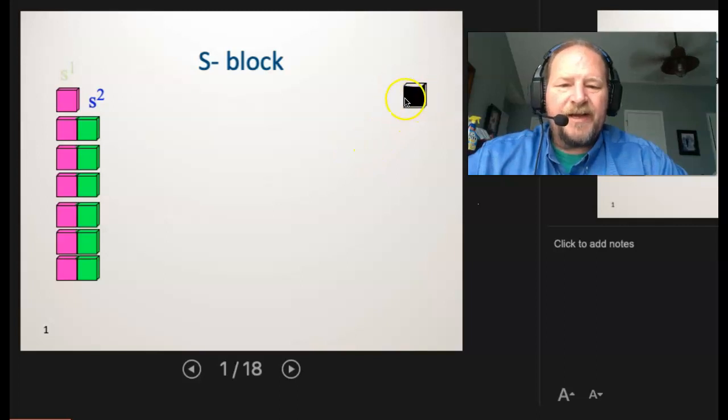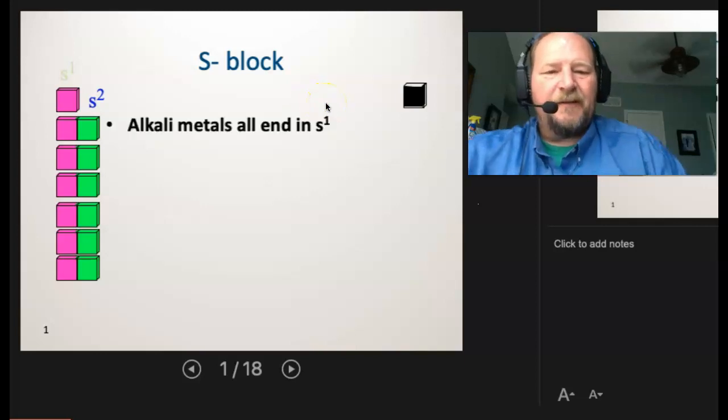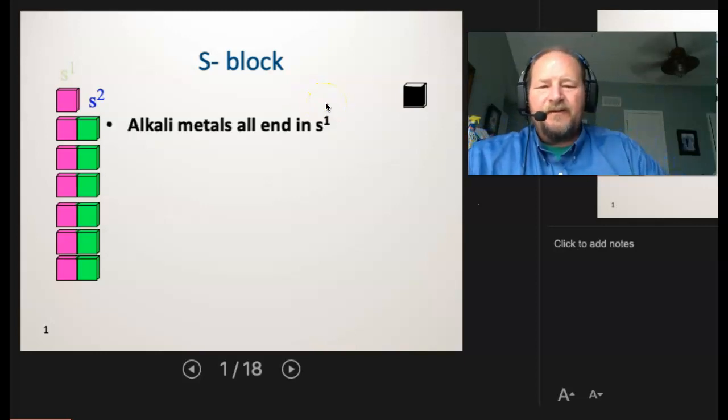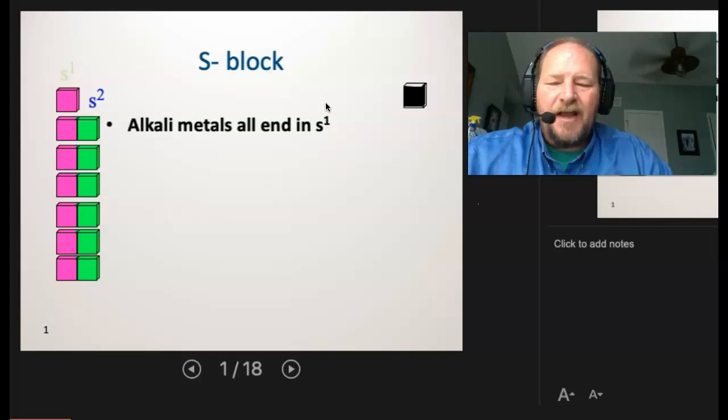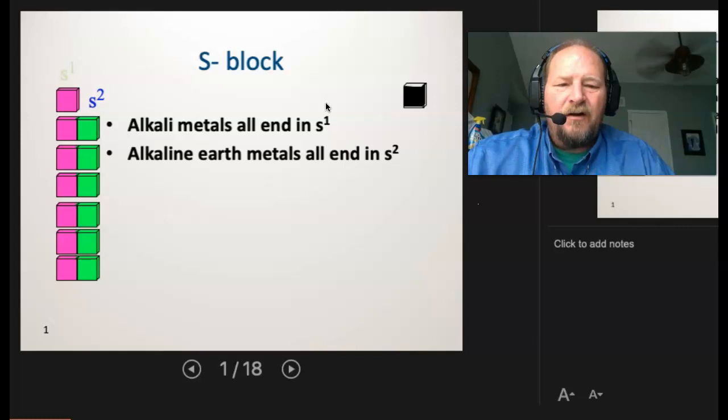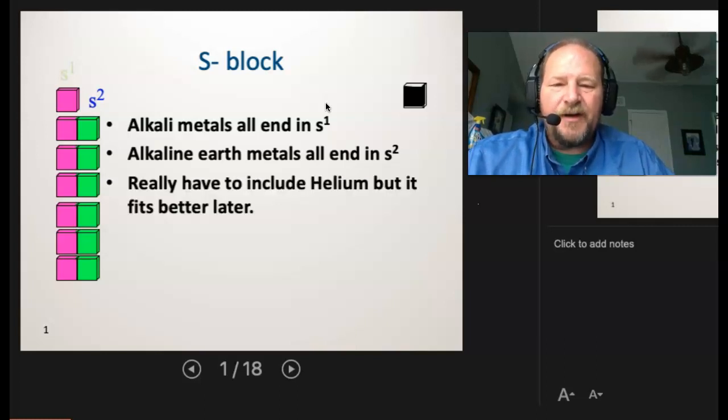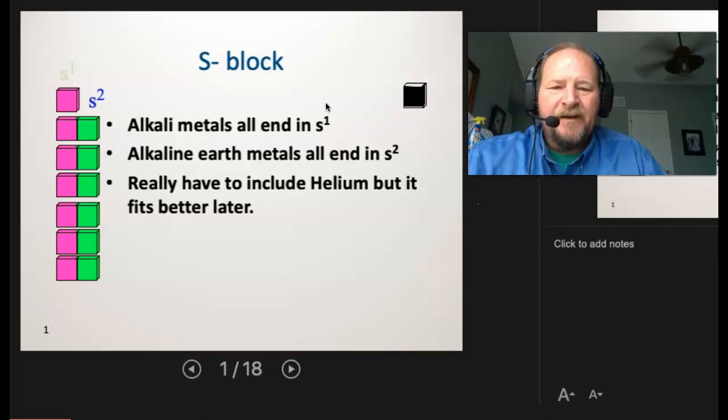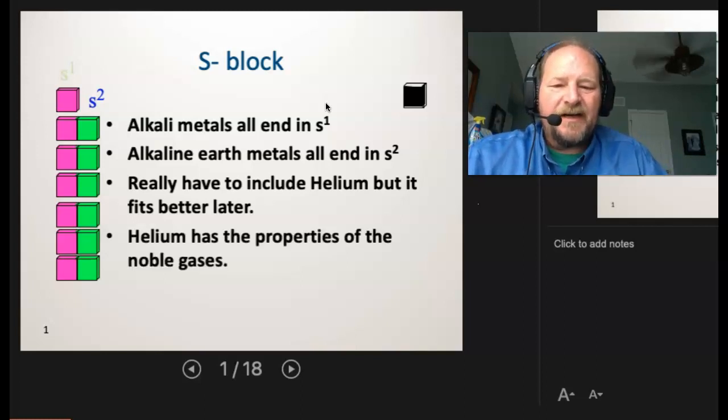Now again, we want to include helium over here because helium does complete the first period. And so it is actually an S2 element. So for your ideas here, we talked about alkali metals. All your alkali metals will end in S1. All of your alkaline earth metals are going to end in S2. Now again, as I pointed out, you have to include helium here, but it fits better later simply because of the properties of the noble gas.